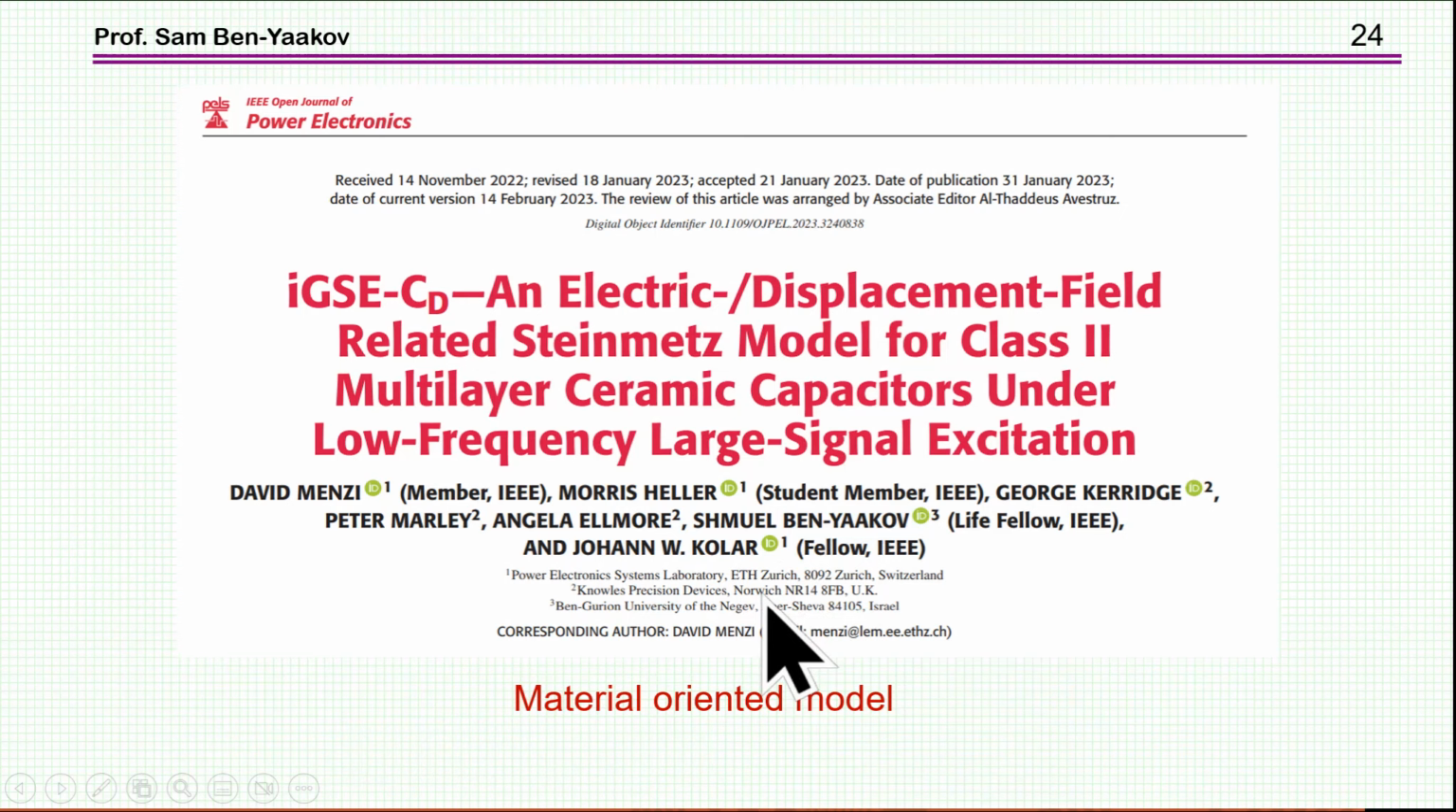Now the models that I've just shown are what we call device-oriented models. That is, these are models where the template has to be fitted to each capacitor, because the size of the capacitor will also determine the coefficients of the parameters of the Steinmetz equation. We would like to have, of course, a material-oriented model like we have in the ferrite case.